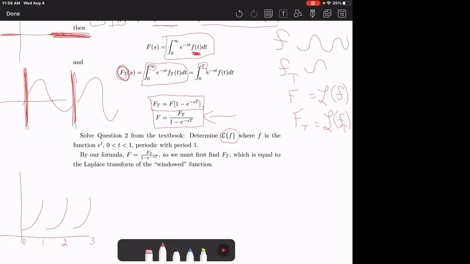By our formula, the Laplace transform of this function is equal to the Laplace transform of the windowed function divided by 1 minus e to the negative sT. Remember, the windowed function would just take one of these periods. So the window function is just going to go from 0 to 1. And that's the first thing we're going to calculate: what is capital F sub T, the Laplace transform of the windowed function.